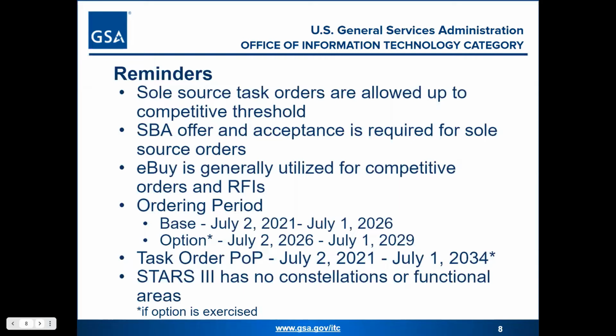Again, as I mentioned, STARS 3 has 2 sub areas, but it does not have constellations or functional areas like STARS 2 did. So we've had some customers who have asked us that question, how do we know which constellation or functional area? That is not the case on STARS 3. We've streamlined that, and we simply have the main area, which includes all awardees, and then the 2 sub areas if you did qualify for an award within that sub area.